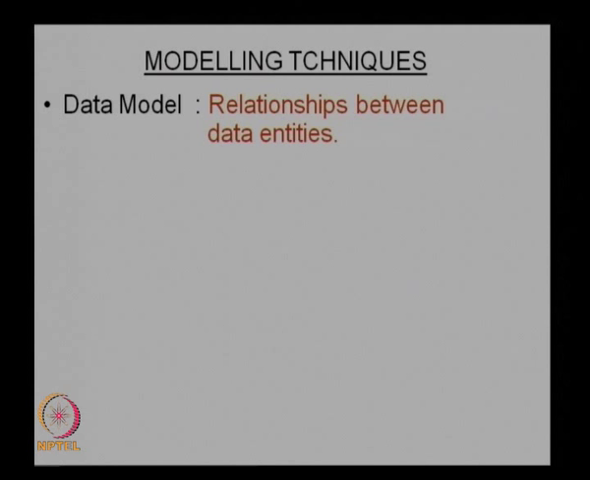The first one is known as the data model. It is the relationship between data entities. So, we have various entities in the system and there is a lot of data exchange between these entities. We need to model this data relationship, basically the input output relationships between the entities, and we use data modeling techniques to do this. The mainly used data modeling techniques are the entity relationship diagrams and the HIPO graph.